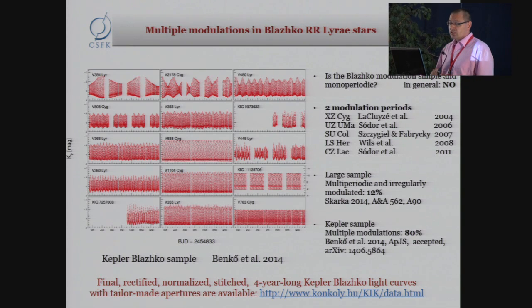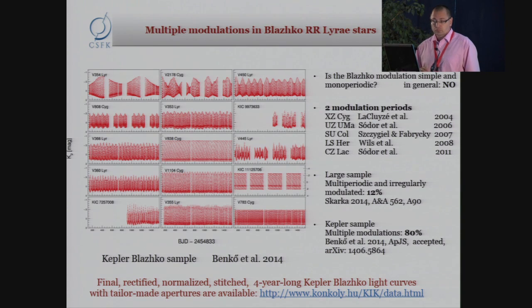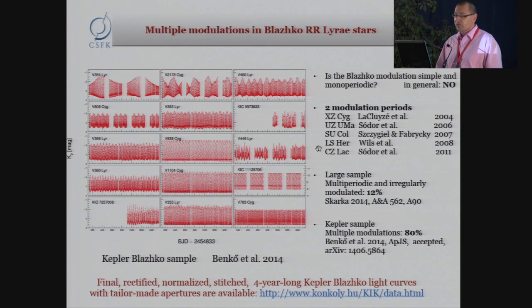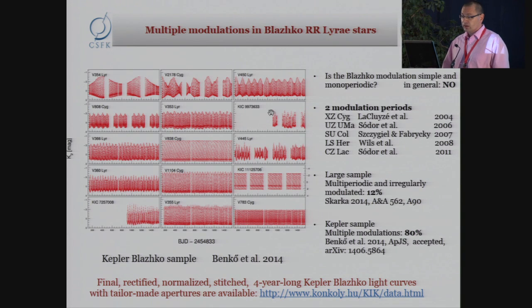My last point is about the modulations, the Blazhko modulations. You see these very nice modulated Blazhko light curves. These are the 16 Blazhko stars in the Kepler sample. And the question is whether this Blazhko modulation is nice, simple, sinusoidal, or not. And the answer is, not none of these. You see that they can be very, very complicated right here.